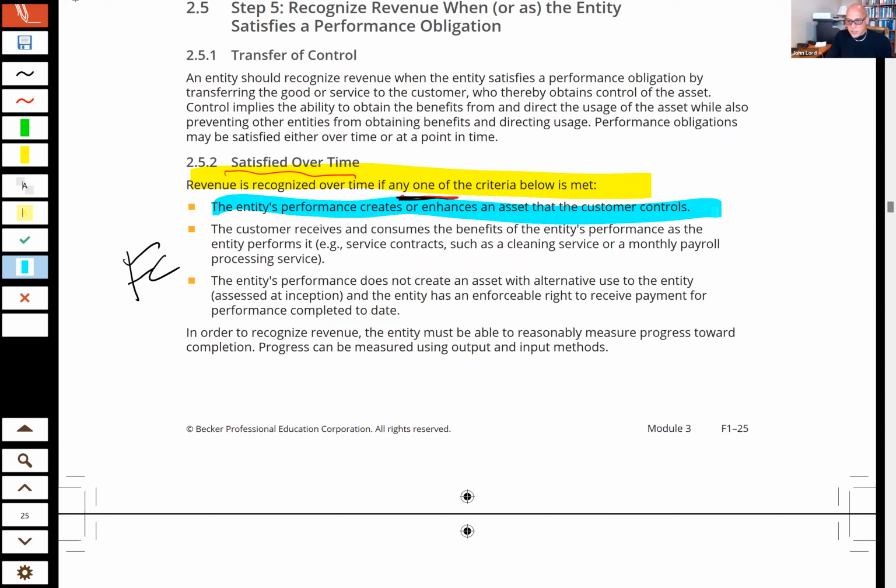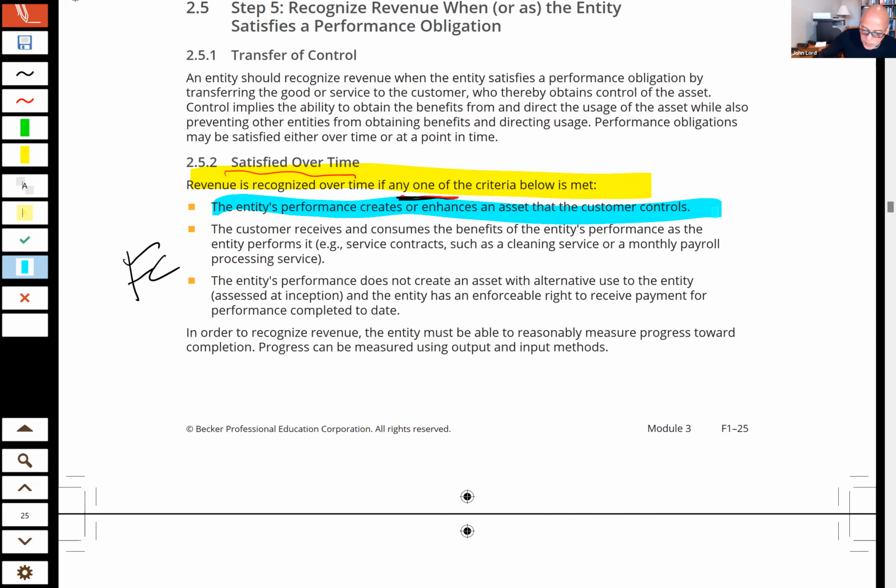Do you control the asset, your backyard? Yes. You control your backyard. So the landscaper could probably recognize that revenue as they progress towards finishing up your backyard, right?